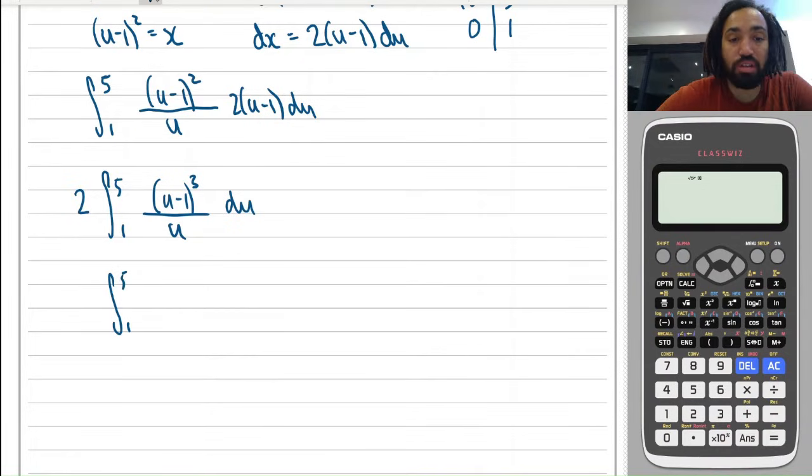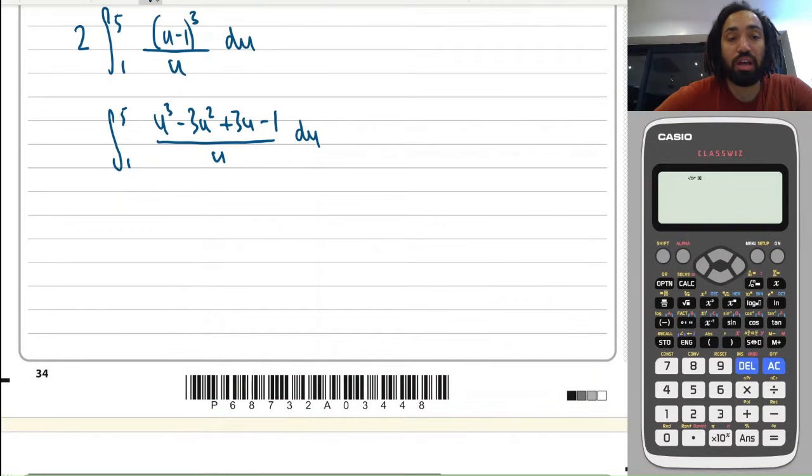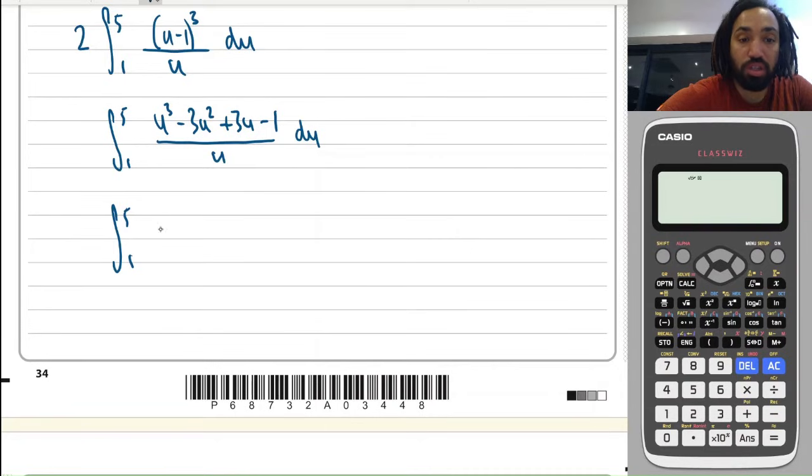And I'm going to do that. Well, when I expand that top bracket, you can trust me on this one, you get u cubed minus 3u squared plus 3u minus 1. And that is all divided by u, so I have to divide each term by u. So that will give me the integral between 5 and 1 of u squared, and then minus 3u plus 3 minus 1 over u du.